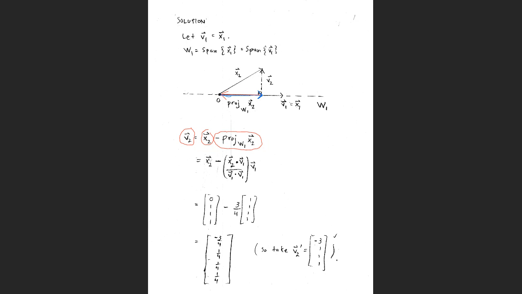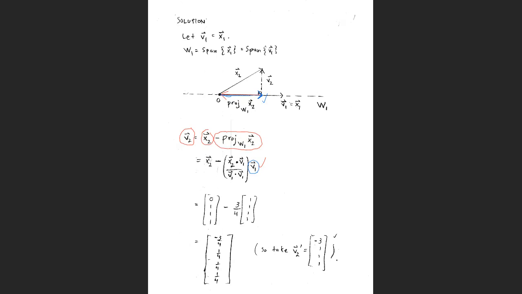And we know how to find the projection of x2 onto subspace W1. We learned this back in section 6.2. There's the formula. Incidentally, the projection of x2 onto subspace W1 is the blue vector that I've drawn. Of course, it's a multiple of the V1 vector.